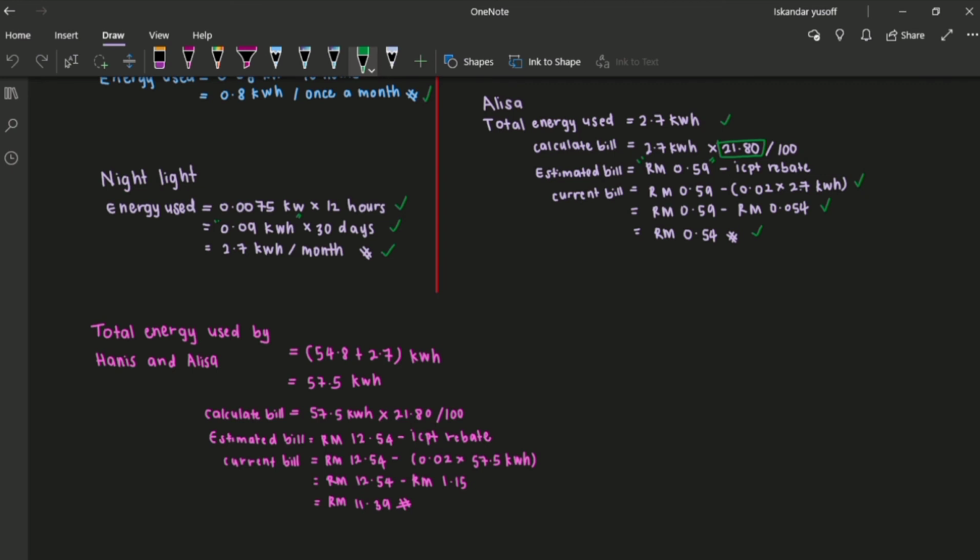So, the total of energy used by the three electrical appliances is 57.5 kilowatt hour. Then, the total electricity bill for the three electrical appliances is 11 ringgit and 39 cent.